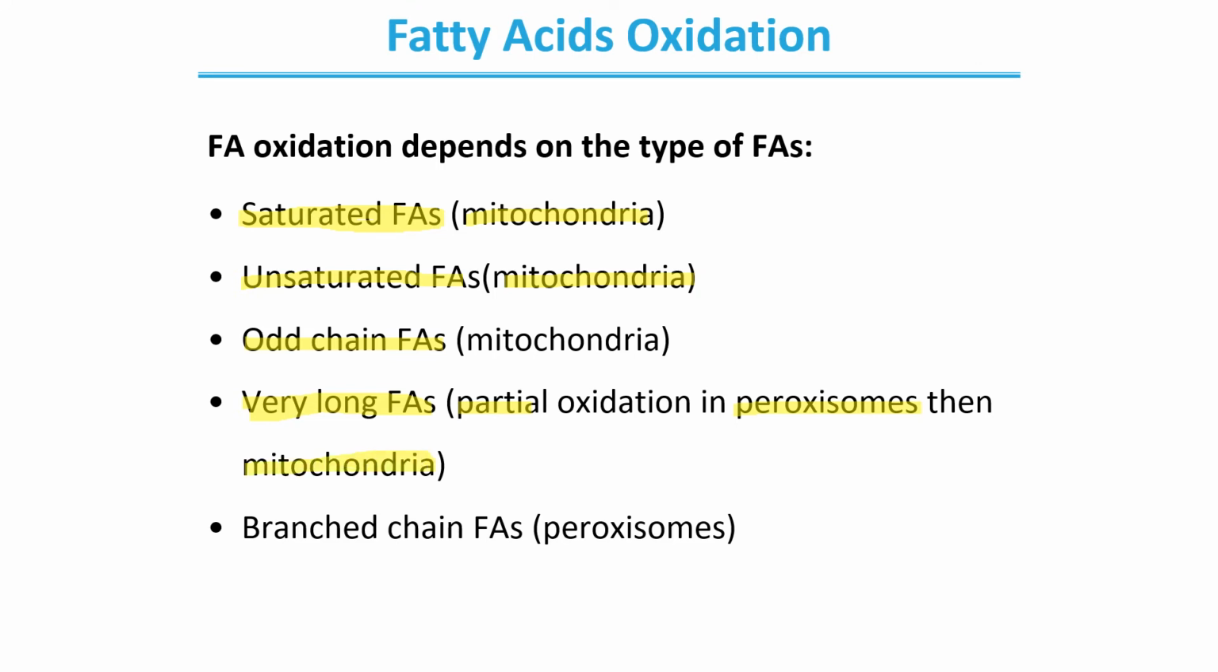And the same is the case with the branch chain fatty acids, those that have got some branches in their structure. Their beta oxidations happen in peroxisomes rather than the mitochondria. So the last two basically can be important. Most of the beta oxidations happen in mitochondria, but for very long chain, some part happens in peroxisomes and some part in mitochondria, whereas for the branch chain, the whole process happens in the peroxisomes.